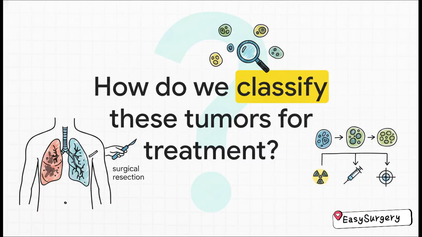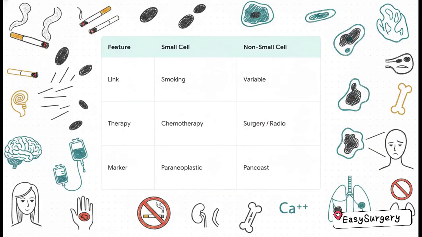So with those tight margins, how exactly do we categorize these tumors to map out survival and decide on a treatment strategy? Well, we basically split them into two very different camps. On the left side of the table, you've got small cell or oat cell lung cancers. These have the absolute strongest link to smoking. They're super aggressive, they carry a poor prognosis, but they are highly chemosensitive. They're also famous for causing paraneoplastic syndromes, think Cushing's, SIAD, Lambert-Eaton syndrome, and they can trigger superior vena cava syndrome.